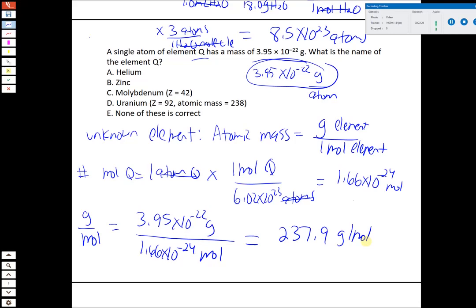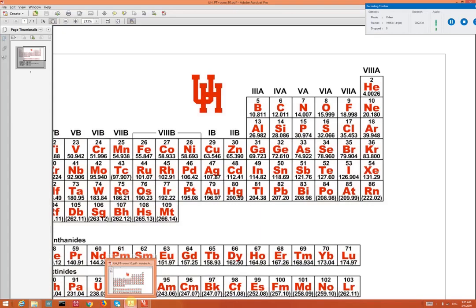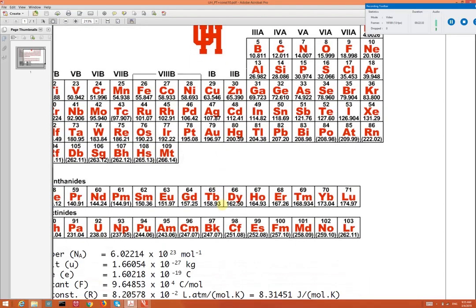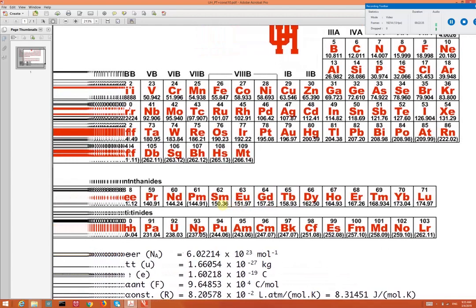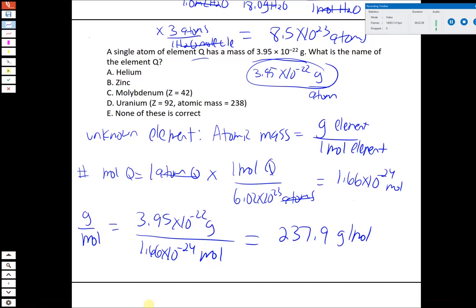And then if we go to the periodic table, we have to figure out which element is closest to 237. We're actually told in this problem that it's uranium. So in the periodic table for all these elements, we find that U, which is way down here, has an atomic mass of 238. That's clearly the closest to what we got, which is 237.9. So the one that works is choice D, uranium. The rest of these all have much smaller molar masses than 237.9, so that couldn't be the correct answer for any of those.